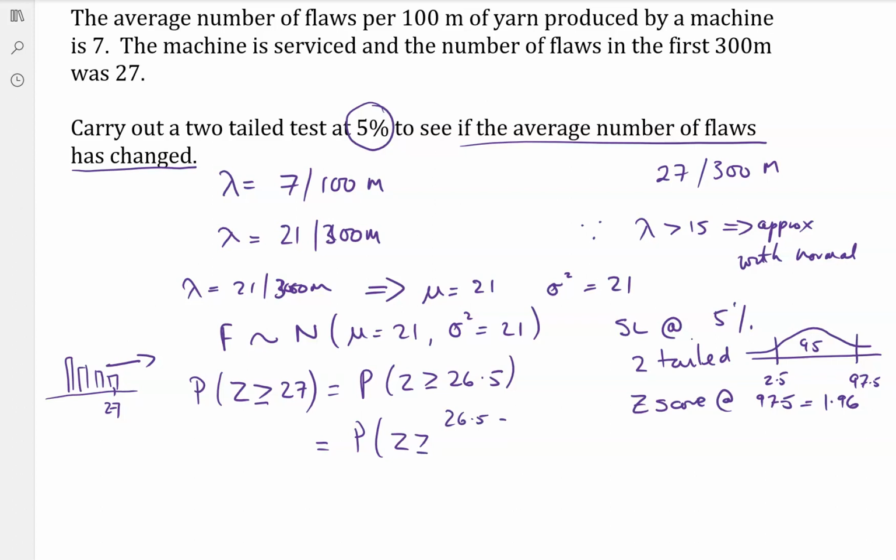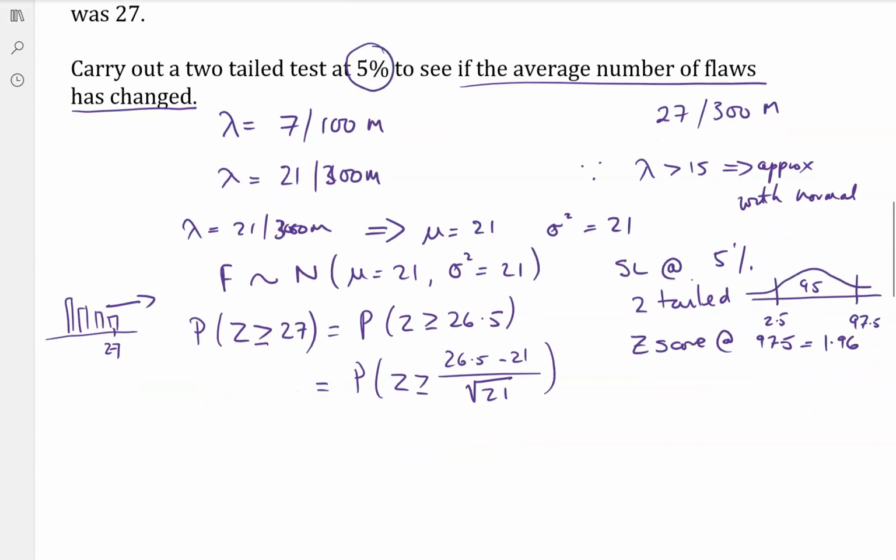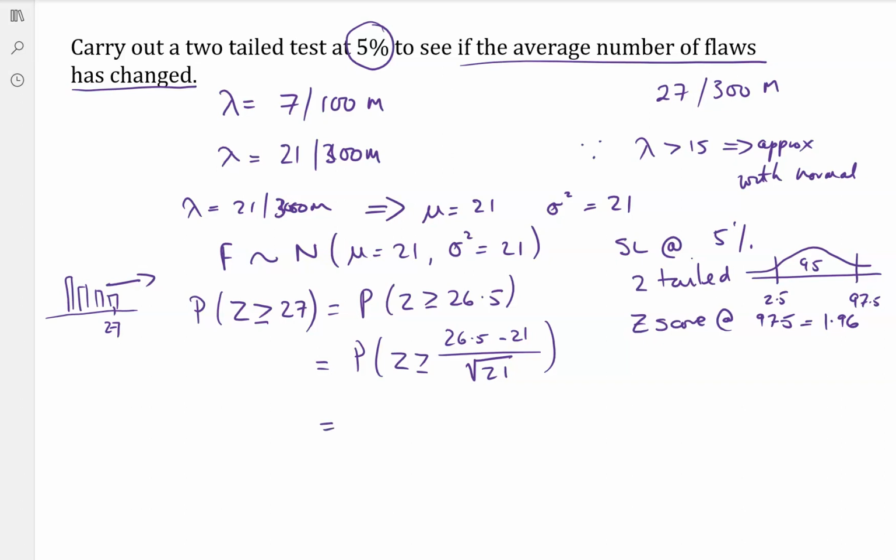So in other words, we're talking about the probability that z is greater than or equal to 26.5 minus the mean, which we said was 21, and we're going to divide this by the standard deviation, which in this case is going to be the square root of 21. And if you crunch that into your calculator, we're looking at the probability that z is greater than 1.20. In other words, it's going to be 1 minus the probability that z is less than 1.20.